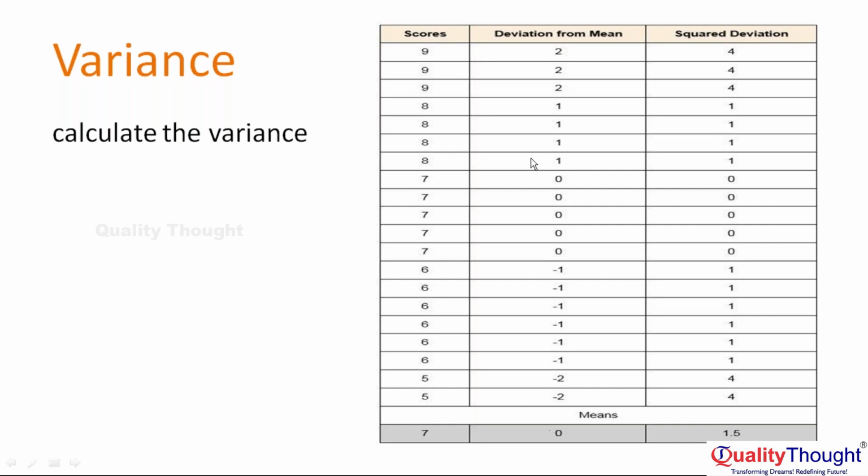9 minus 7 is 2, 2, 2, 2, 1, 1, 1, 1, 1, 1, something. If I'm going to add up all these things, what happens? It will become 0. So in order to not become 0, what I'm doing is squaring the deviation. Once I square the deviation, the average of the squared deviation from the mean is going to be the variance that we are going to get. Got it? Add up all the squared deviations, divided by the total number of values, and you will get 1.5.